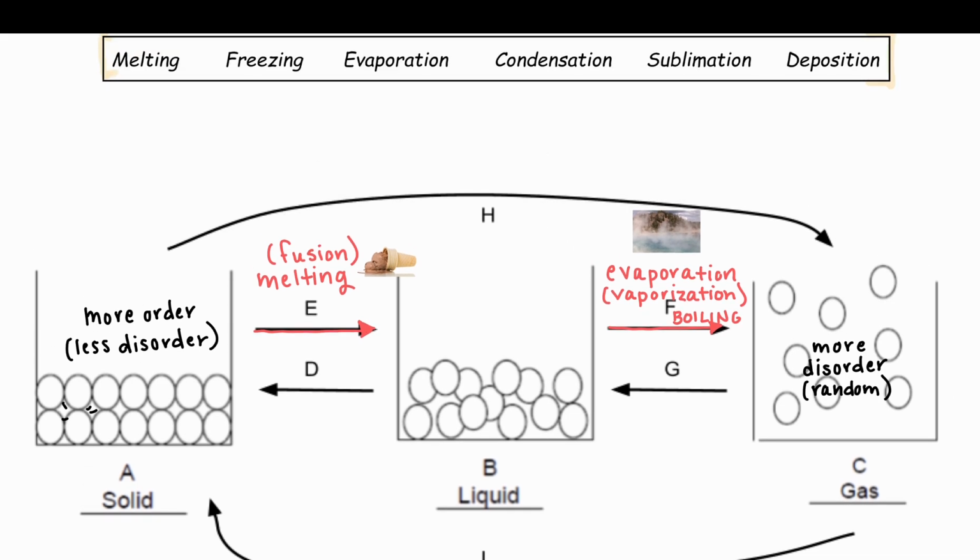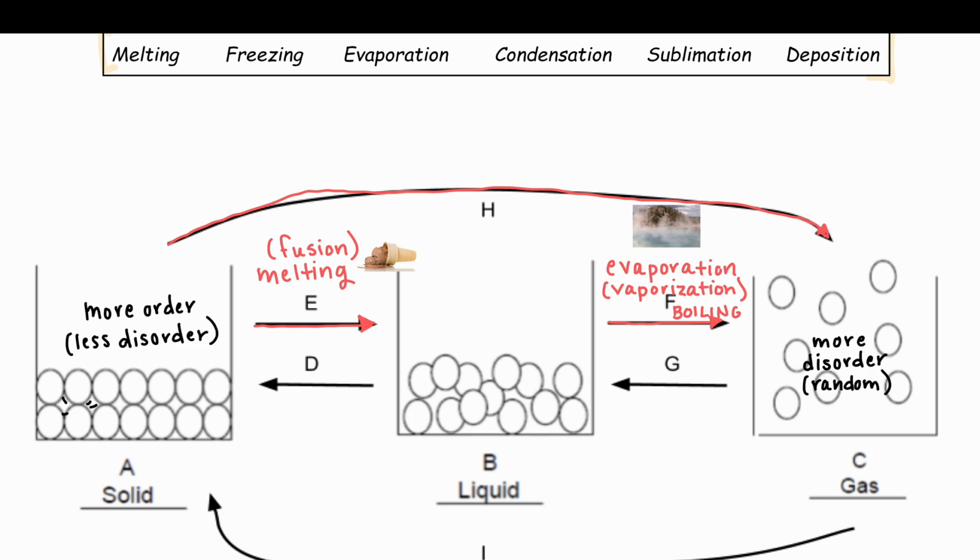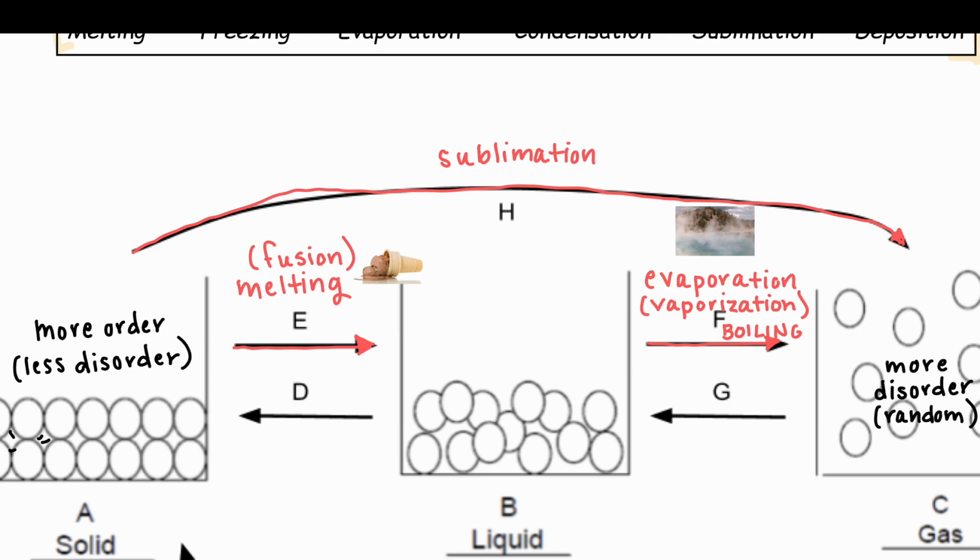So what about H here? What happens if we go right from a solid straight to a gas? This is what we call sublimation. A substance will skip over the liquid phase completely and go right from a solid to a gas. I'm going to put a star because two really common examples that you might see often are when solid carbon dioxide sublimes into gaseous carbon dioxide, and the same thing with iodine.